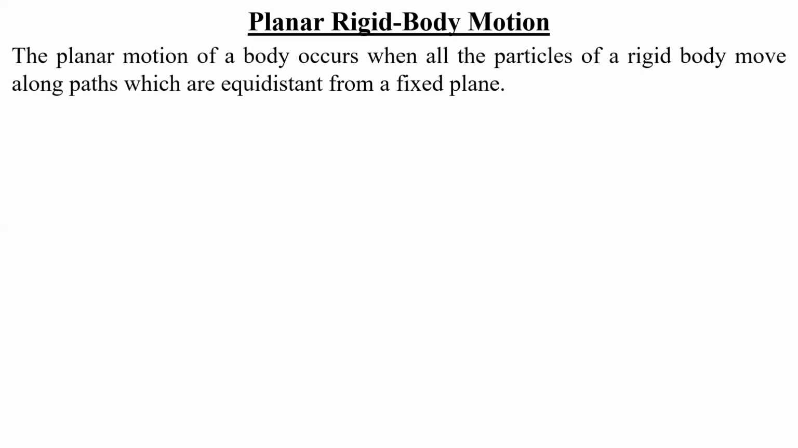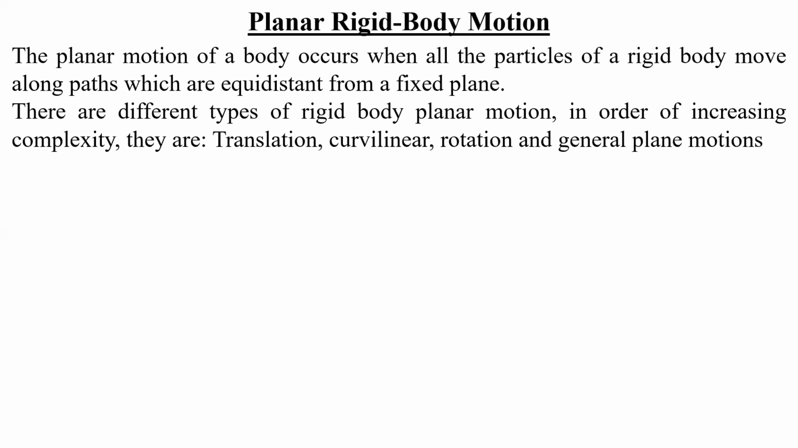planar rigid body motion. The planar motion of a body occurs when all the particles of a rigid body move along paths which are equidistant from a fixed plane. There are different types of rigid body planar motion. In order of increasing complexity, they are translation, curvilinear, rotation, and general plane motions.